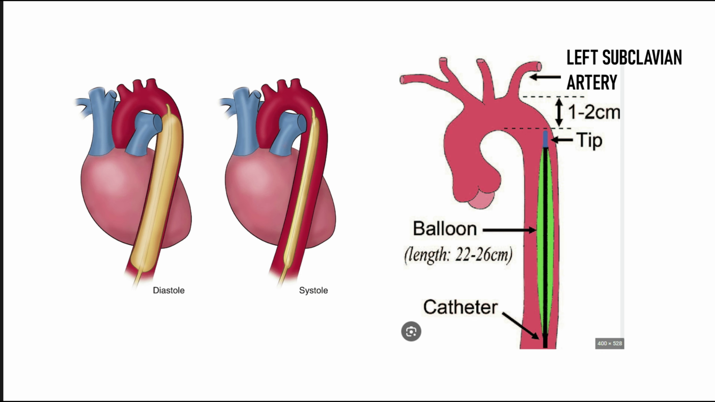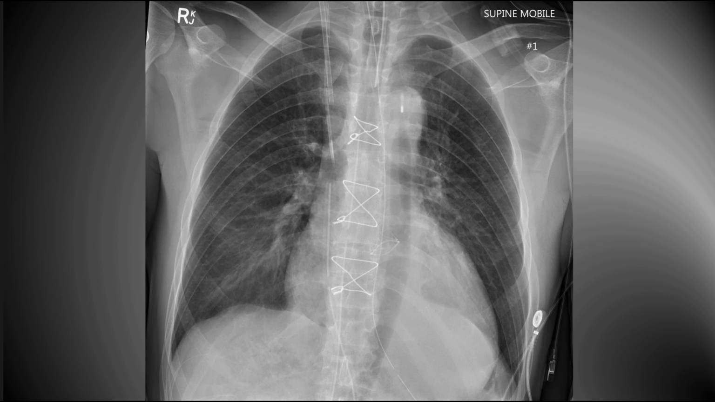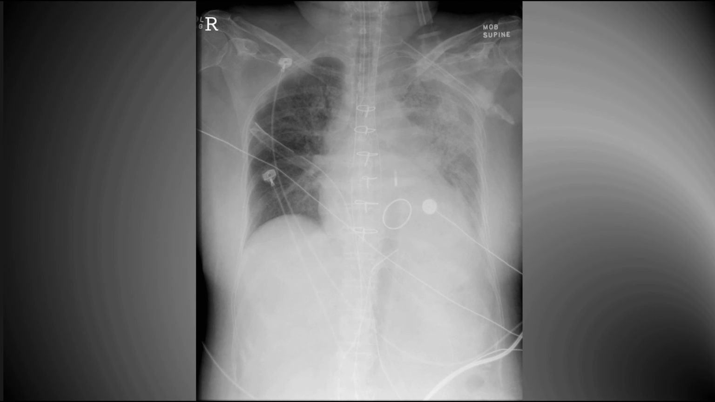So there's the left subclavian artery, and it has to be placed distal to that point. If it's proximal to that point, that is problematic. In this case, the intra-aortic balloon pump tip is positioned too high. In this case, the balloon pump tip is positioned too low.